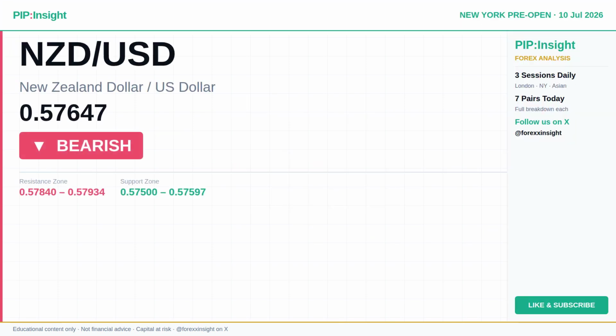Kiwi dollar. The chart is showing bearish structure on this session. The 4-hour trend is to the upside and the 1-hour is also pointing lower. Resistance is marked between 0.5784 and 0.57934. Support is marked between 0.575 and 0.57597. Here is the full chart breakdown.